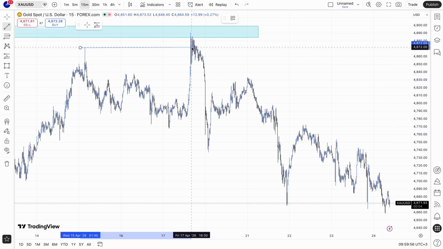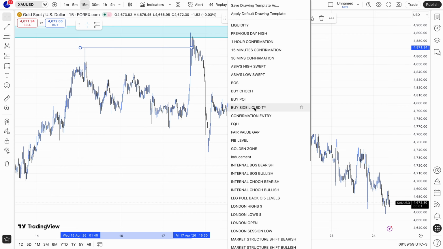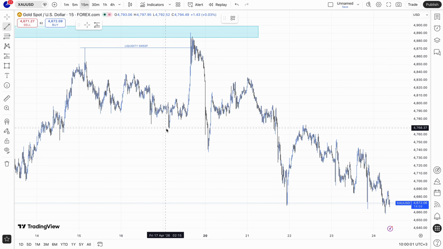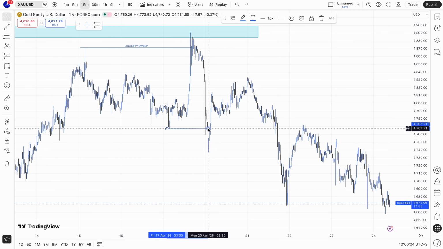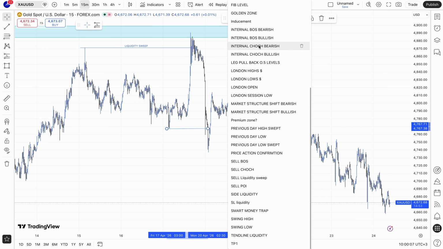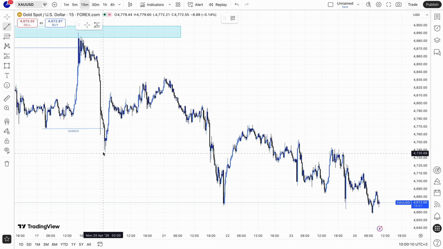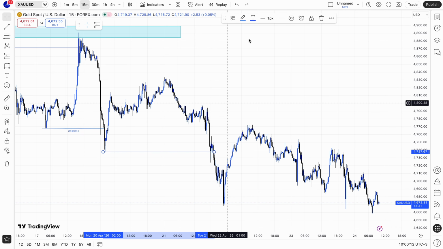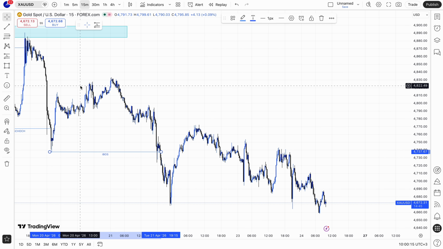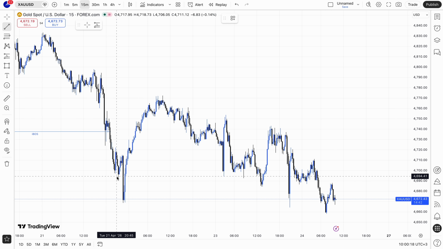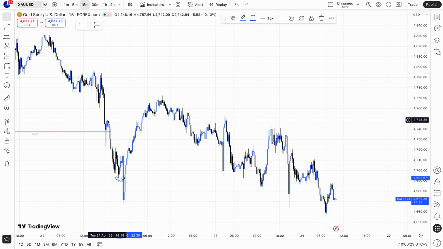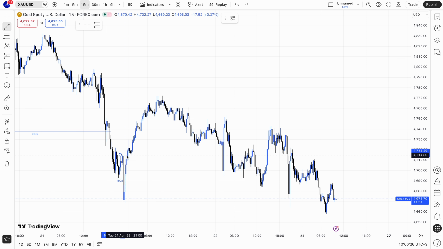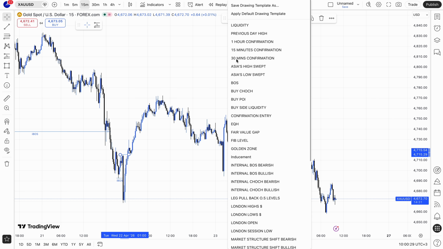you can understand that we had a sweep, then you had a change of character to the downside. Then we had a continuation break of structure to the downside. Then we had a change of character to the upside. That means the external market structure was bearish and the internal market structure turned bullish, right?